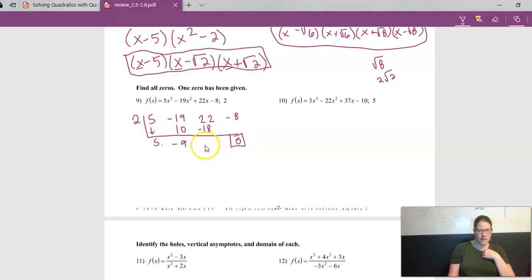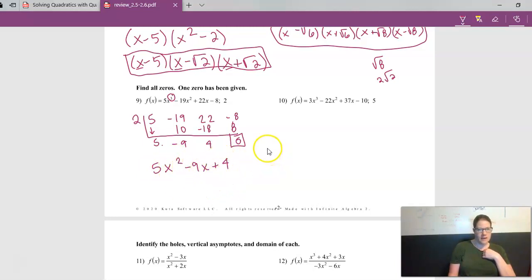And 22 minus 18 is 4. And 2 times 4 is 8. So we do get our 0 here. So that means, remember, always go down 1 degree from that one. This will be 5x squared minus 9x plus 4.